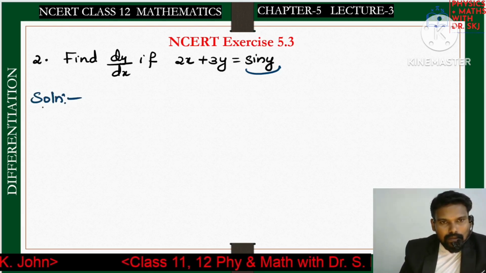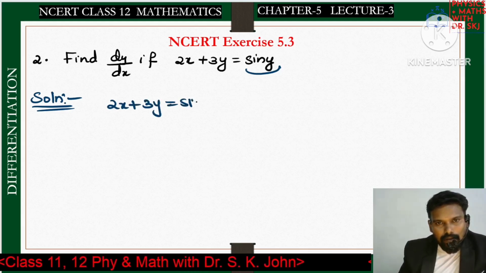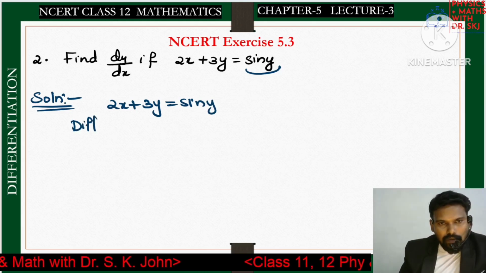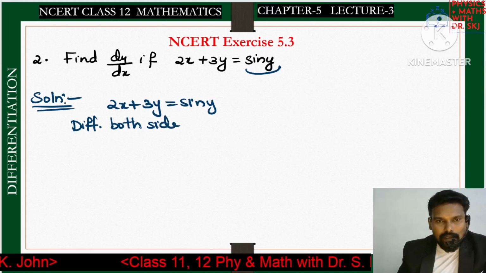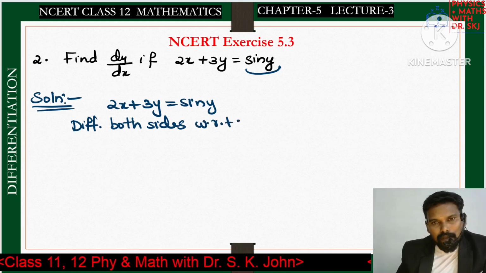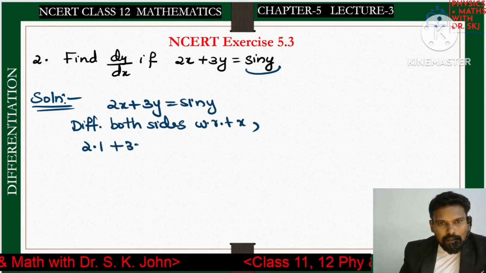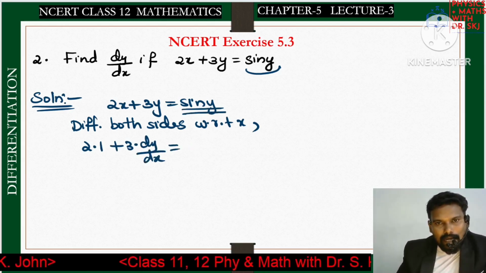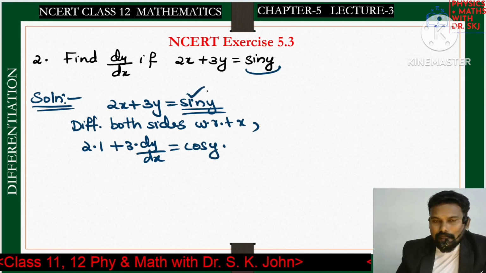So we are going to solve this question. 2x plus 3y is equal to sin y. Differentiating this implicit function, differentiating both sides. In all implicit functions we have to write like this: differentiate both sides with respect to x. We get 2 times the derivative of x is 1 plus 3 times the derivative of y is dy by dx is equal to the derivative of sin y is cos y, and here we are differentiating sine, then we have to differentiate y also.